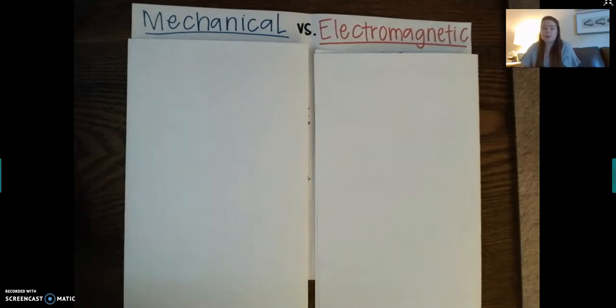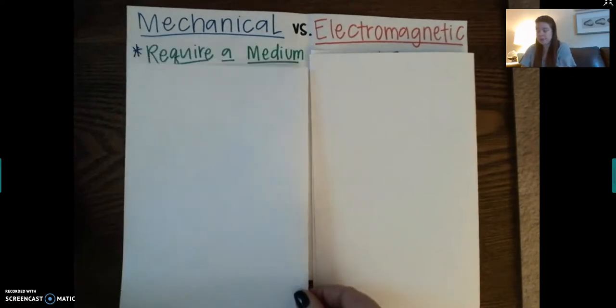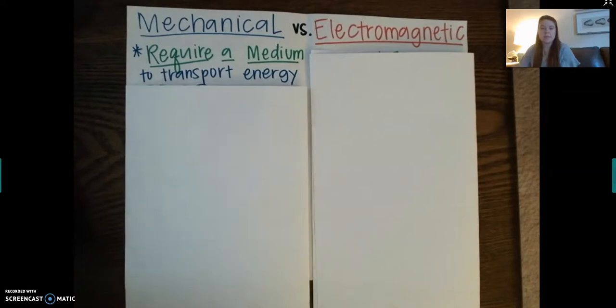Mechanical waves are going to require a medium. The best example is sound waves. If I were to turn on a stereo and begin playing music, we can hear that because the sound waves leave the stereo, travel through a medium, the air in the room, and arrive at your ears.